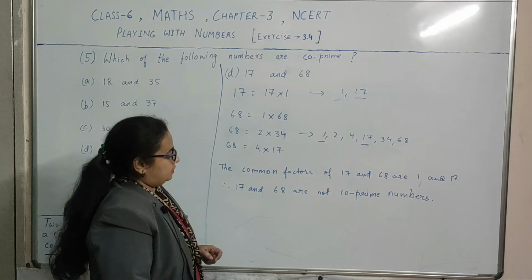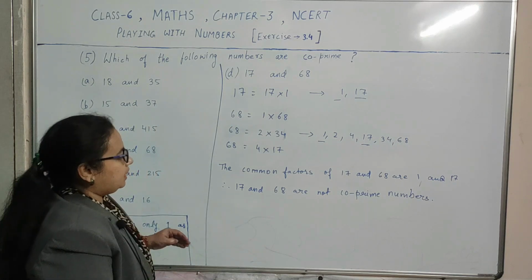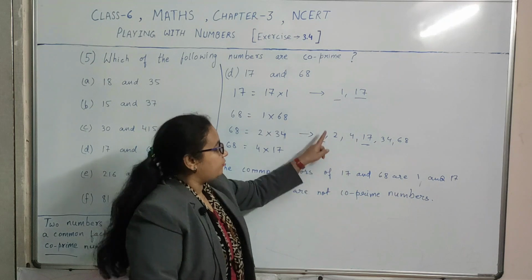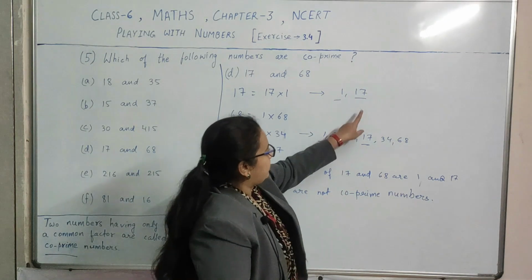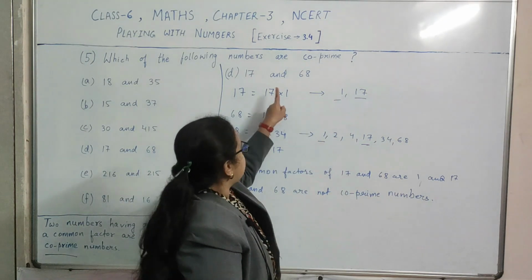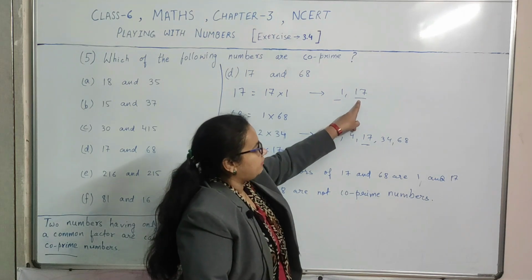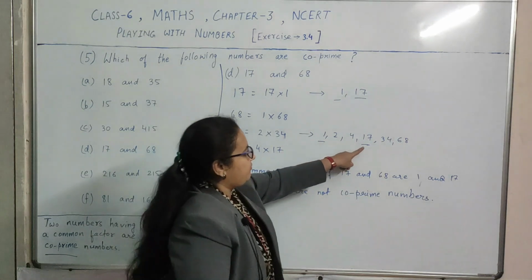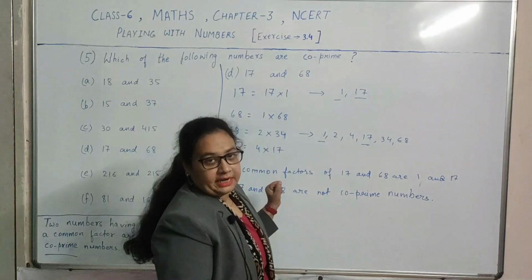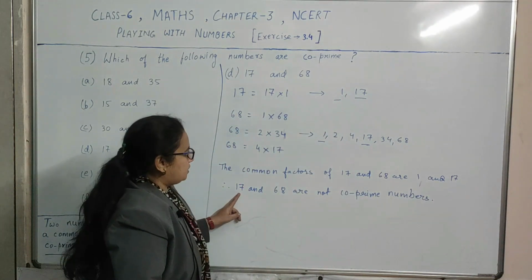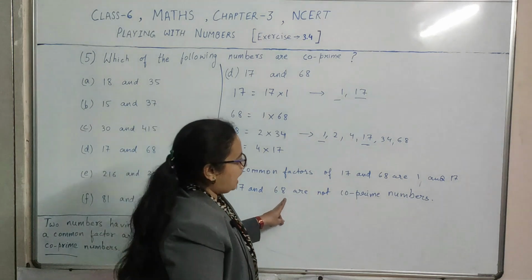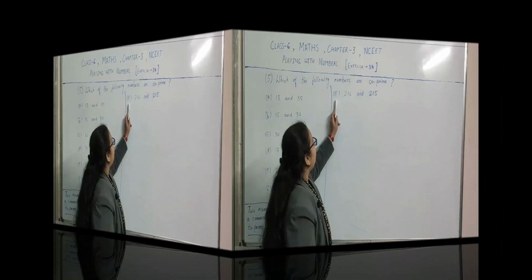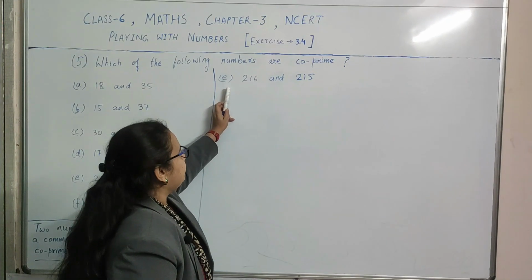Okay, or you can also write that other than 1 there is a common factor of 17 and 68. What is the other factor other than 1? It is 17. So you can write that other than 1 there is a common factor of 17 and 68. So 17 and 68 are not coprime numbers. Understood?